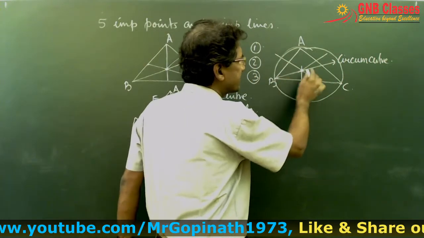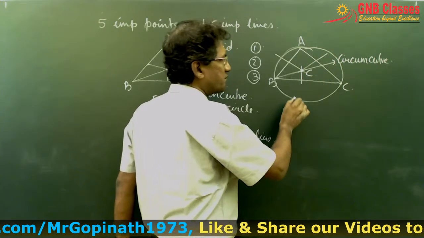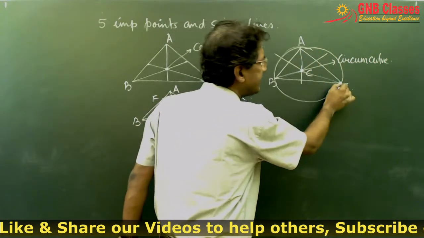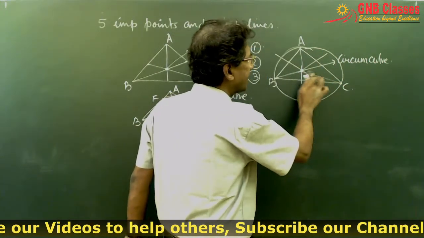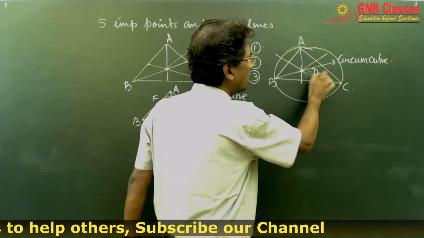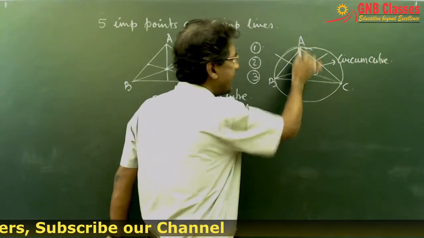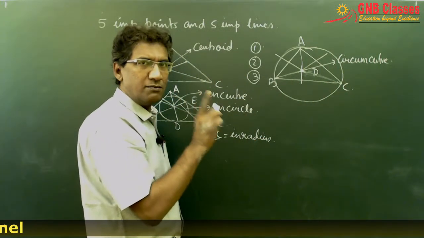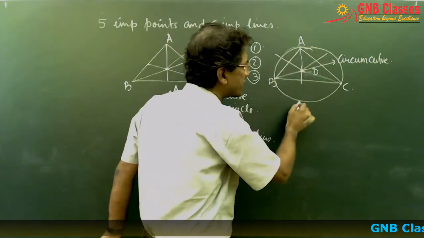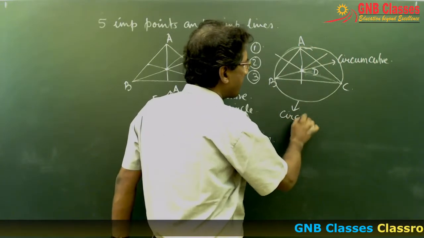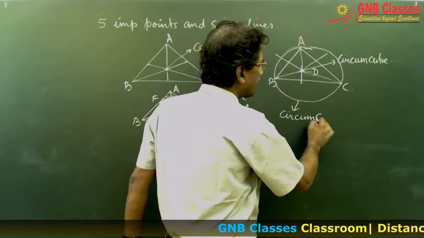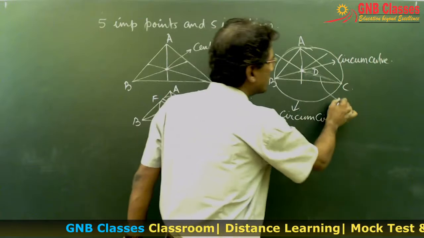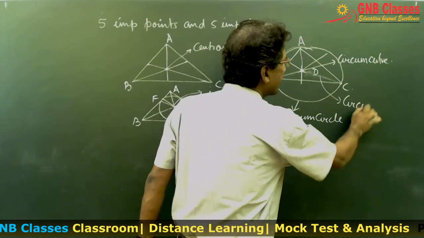Now, let me take this point as, say, D. So your DA, DB, DC are nothing but the radius of the circle. This is what is called your circumcircle. Is it clear? This is your circumcircle. Okay? And this radius is what is called your circumradius.